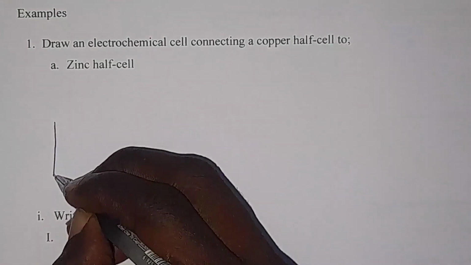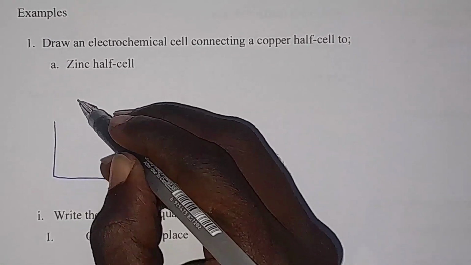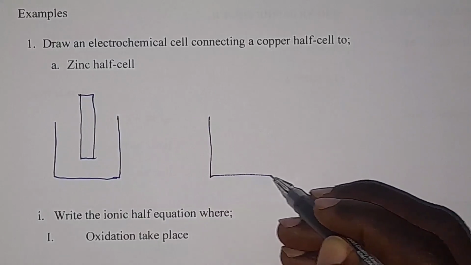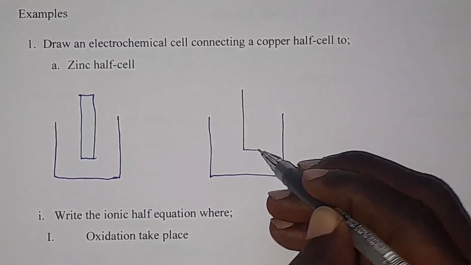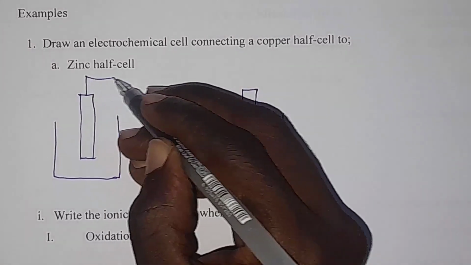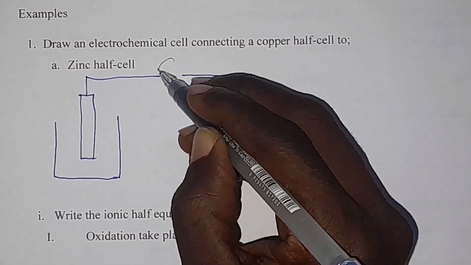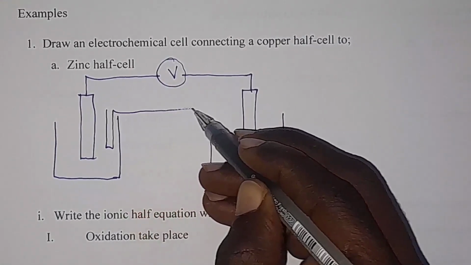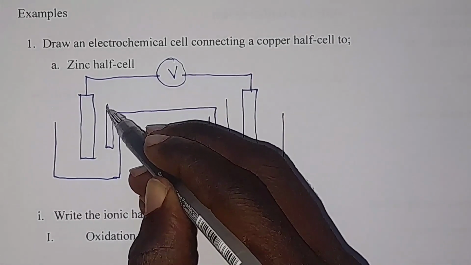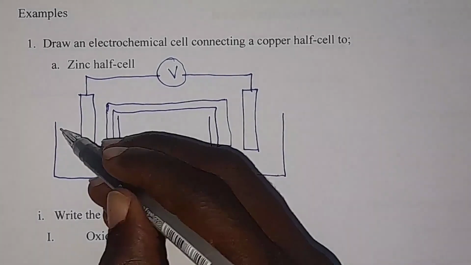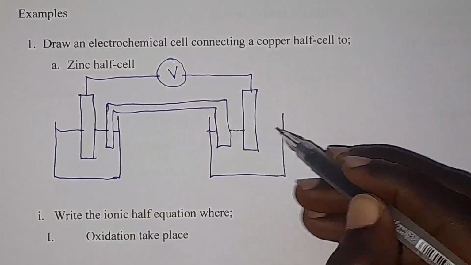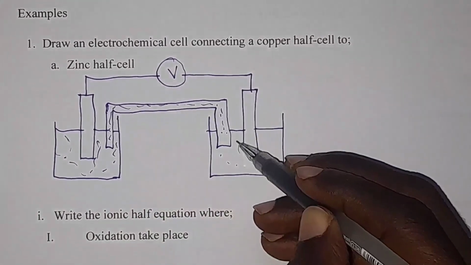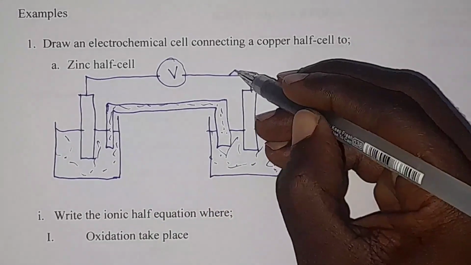So how are we going to draw? We are going to have a beaker here, and in this beaker we are going to put the electrode. Then this will be another beaker, and we are going to have the electrode or the rod there. These two electrodes are connected through a wire. And here we have an instrument called a voltmeter. Then we are supposed to have the salt bridge. This will be our salt bridge, and this is the solution. So, solution. So this is our wire.